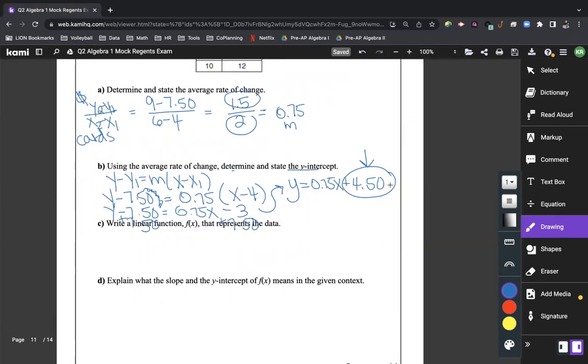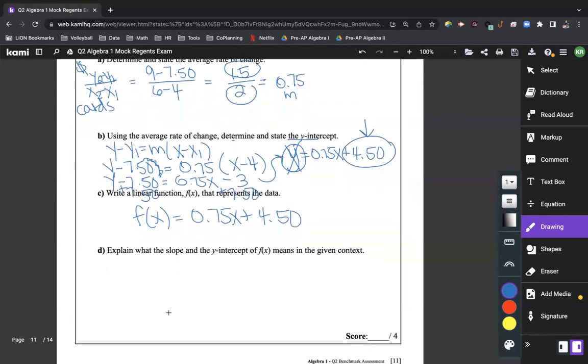You already found it by using point slope form. I'm just going to drop this y and make it f of x. So f of x equals 0.75x plus 450. Okay. Now explain what the slope and y-intercept means in the given context. So this is my rate of change, which is right here. This is telling me how much I'm making per card or per 2 cards.